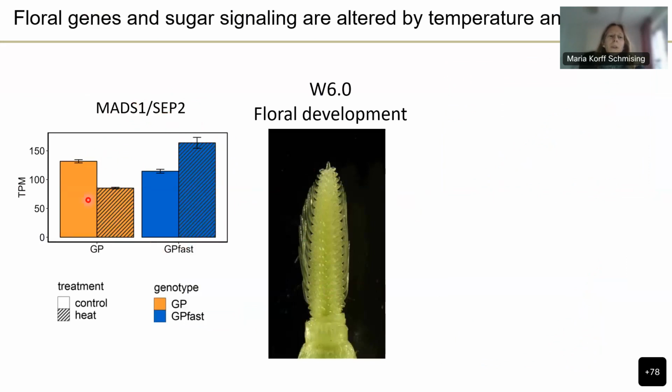And here we saw, again, this crossover interaction effect, where we see a downregulation in Golden Promise and an upregulation in Golden Promise fast. So there were a number of ABC-like genes that showed this pattern that does actually correlate with this difference in development in response to high ambient temperature conditions.